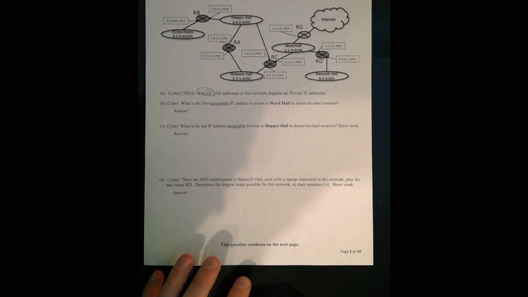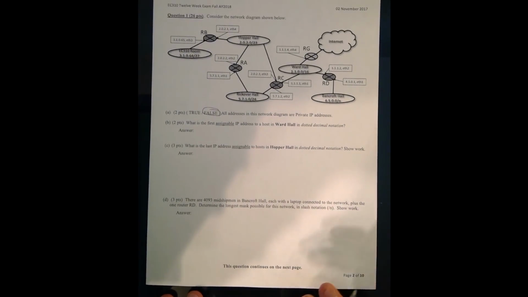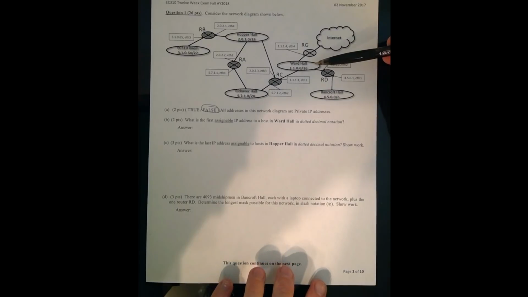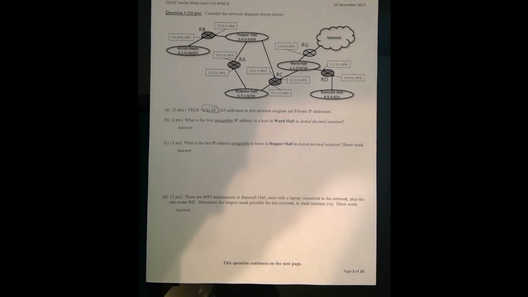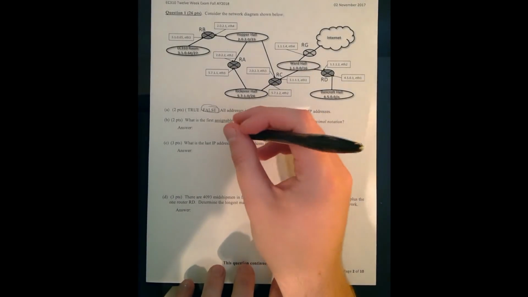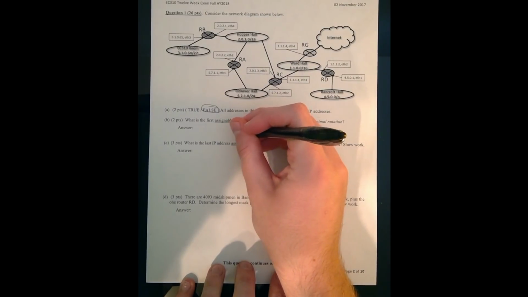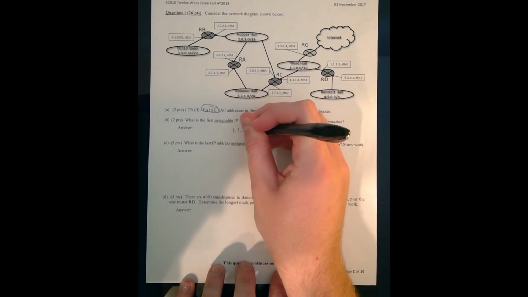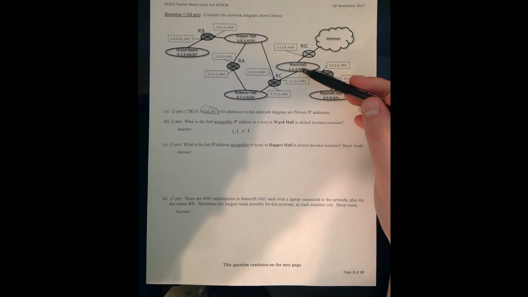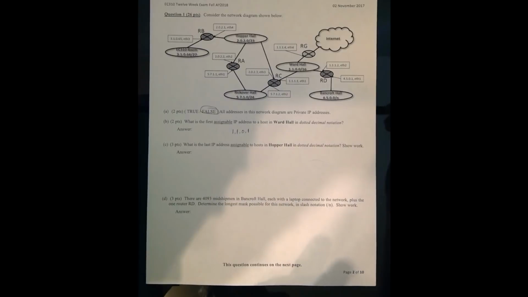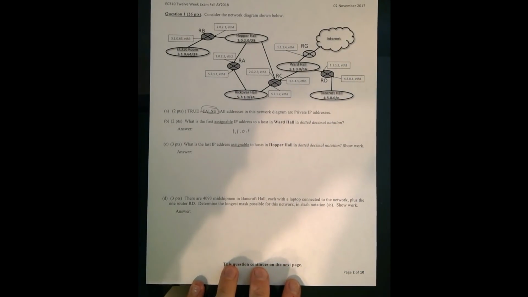What is the first assignable address in Ward Hall in dotted decimal notation? So here we're looking to see where is Ward Hall. Ward Hall is the network ID 1.1.0.0. So the first assignable address in that range is just going to be 1.1.0.1. Okay, this is just as simple as looking at the network ID and adding 1 to it because the network ID is 1 less than the lowest assignable address.